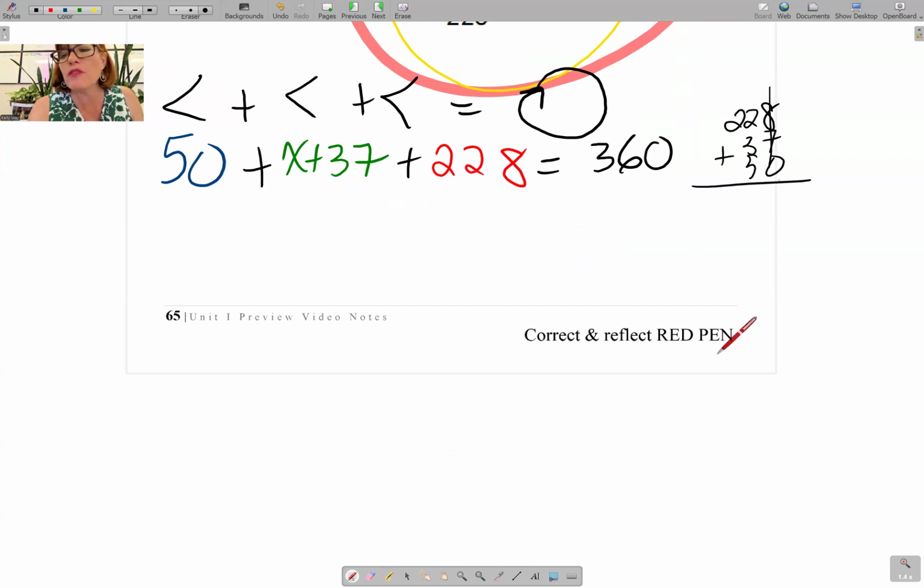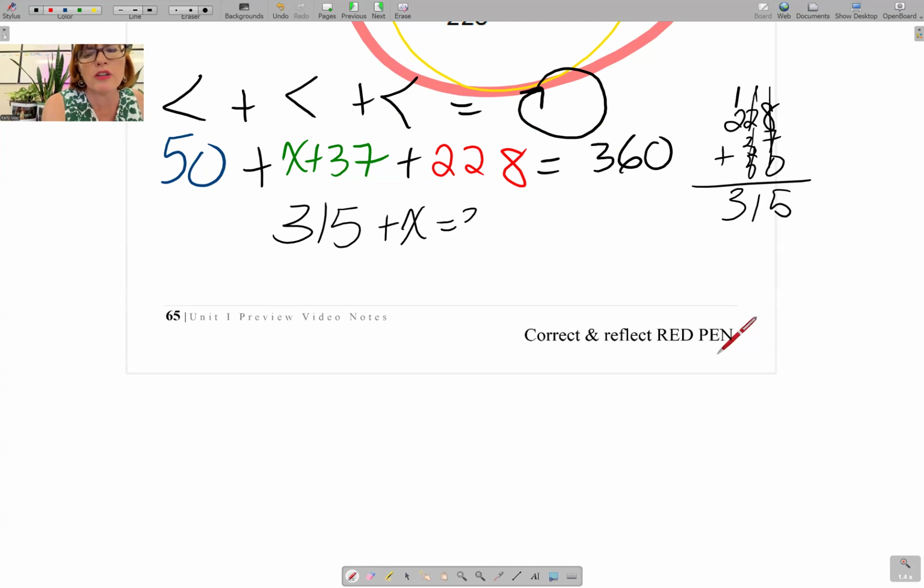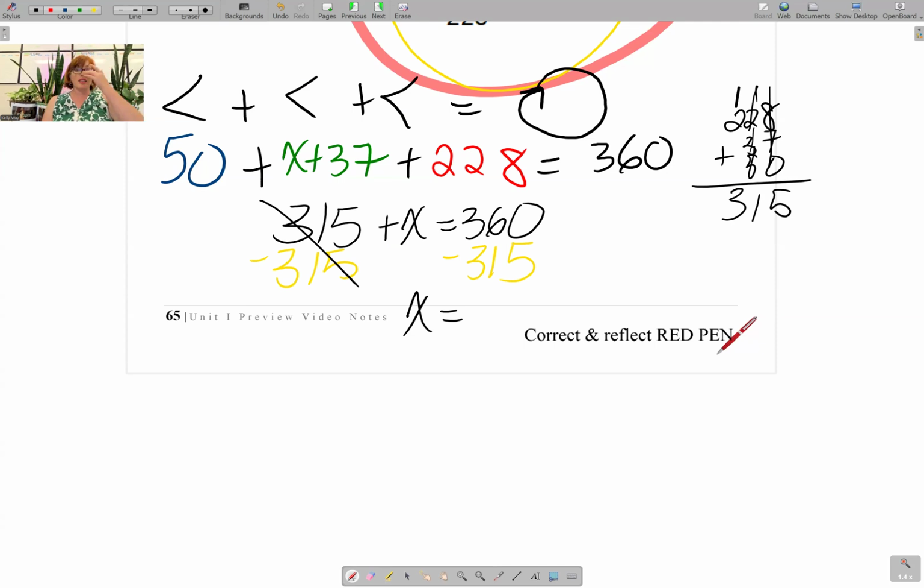And 8 plus 7 is 15. Carry the 1. That's 6 plus 5. That's 11. Carry the 1. I have 315. Please train yourself to do basic computational math by hand. Good for the brain. Good exercise. Minus 315. And we get X equals 60 minus 10 is 50, minus 5 is 45.